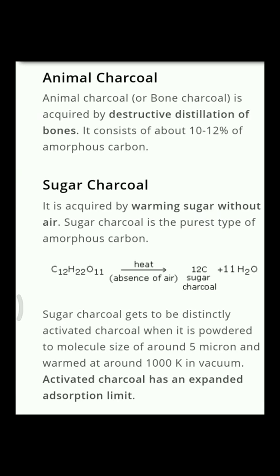Sugar charcoal becomes activated charcoal when it is powdered to a particle size of about 5 microns, so minute, and warmed at around 1000 Kelvin in vacuum. Activated charcoal has an expanded adsorption capacity.